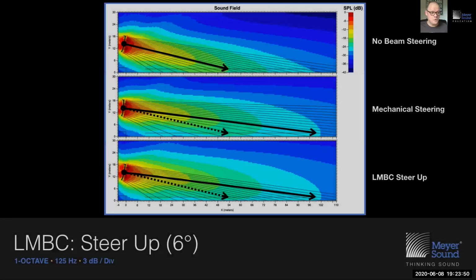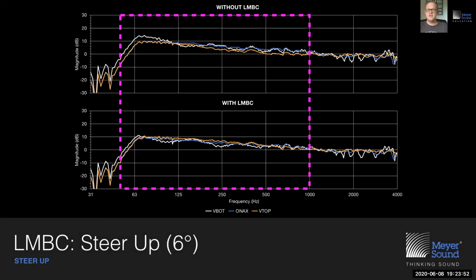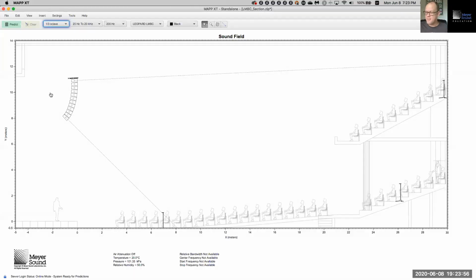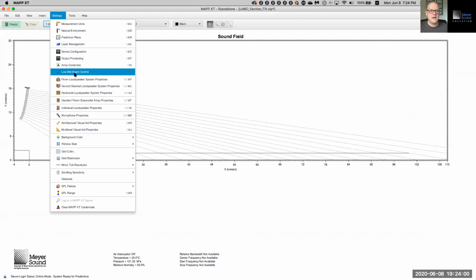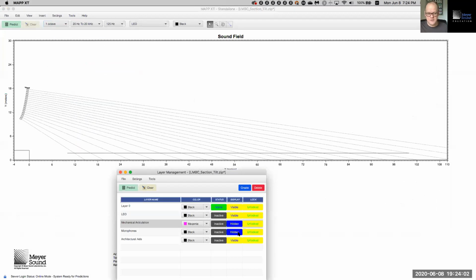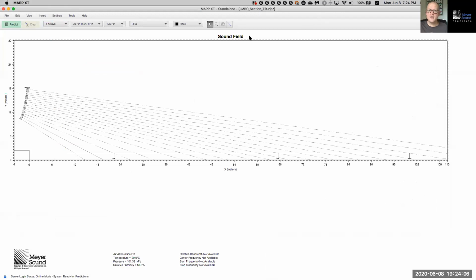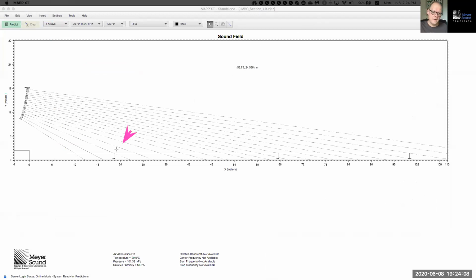Which brings us to, how does that change the transfer functions? Well, let me go to the map and show you where the microphones lived that I used to do these measurements. Okay, here we see the microphones. There is one living in the start of the audience over here, which is my V bottom. This is what I called on-X, and that is V top.